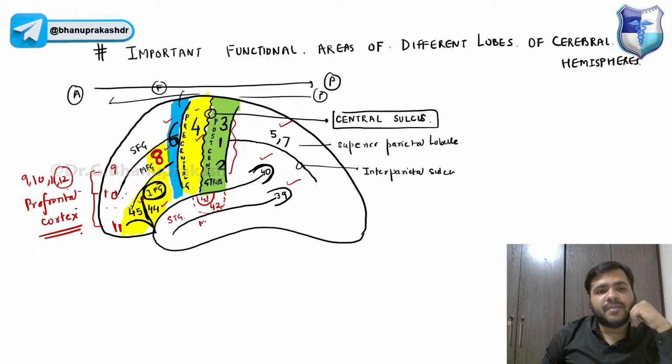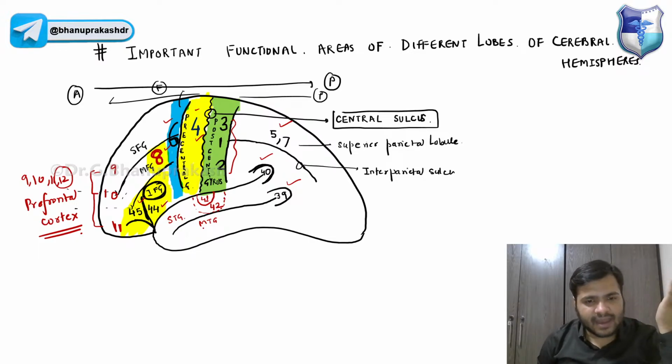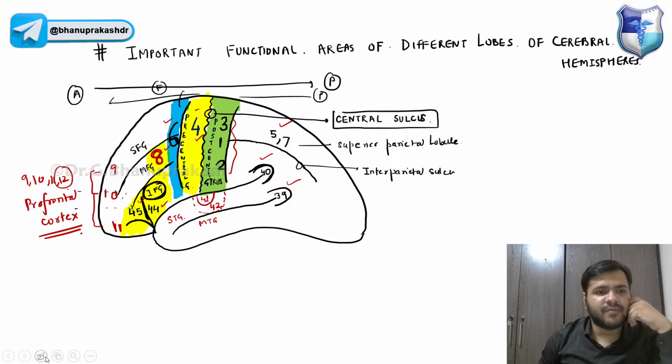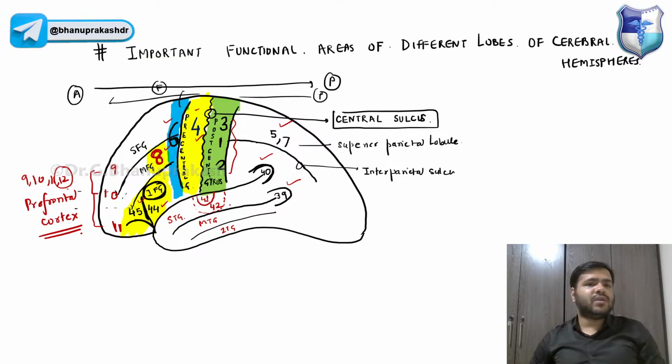We have the superior temporal gyrus, the middle temporal gyrus, and below we have the inferior temporal gyrus. So basically 41 and 42 both are located in the superior temporal gyrus only.